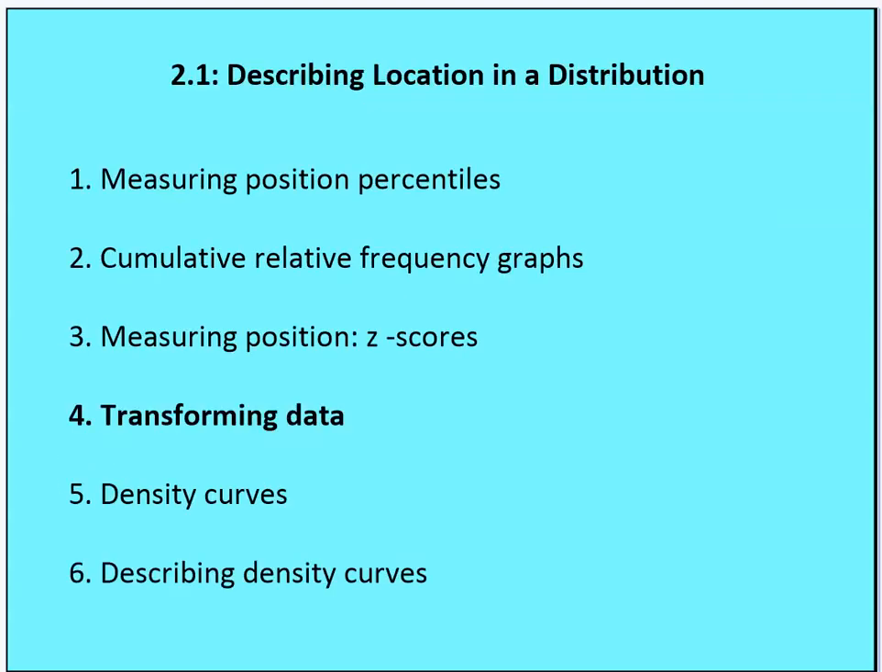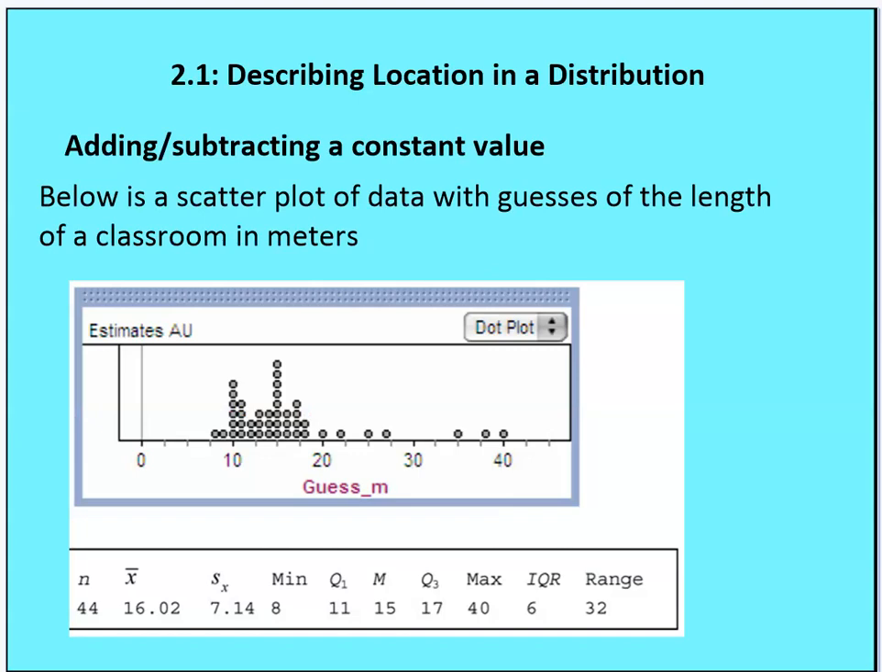Okay, next thing we want to do is talk about transforming data. So below is a scatter plot of data with guesses of the length of the classroom in meters. So people guessed how long the classroom was. And this is a distribution scatter plot of the guesses of the classroom length in meters.